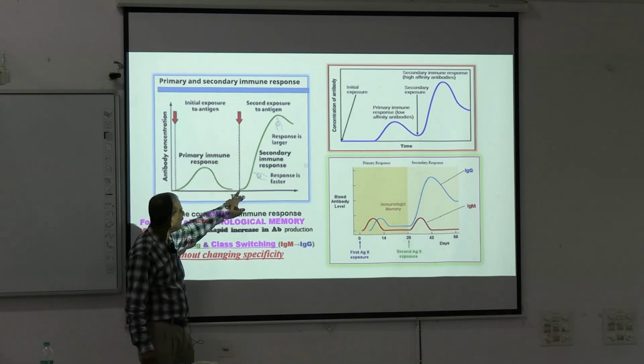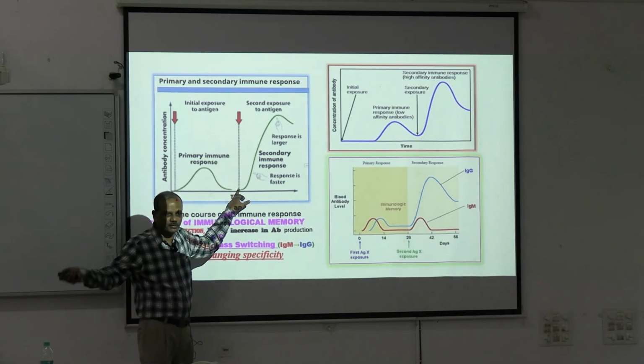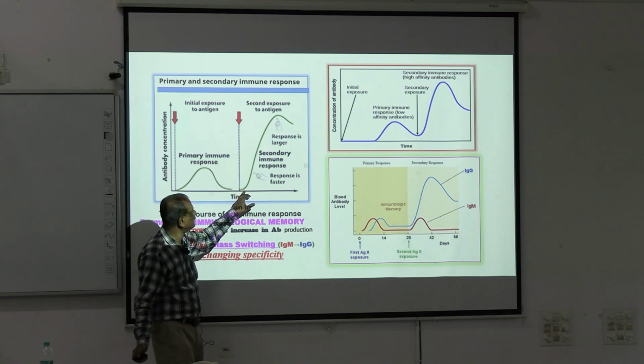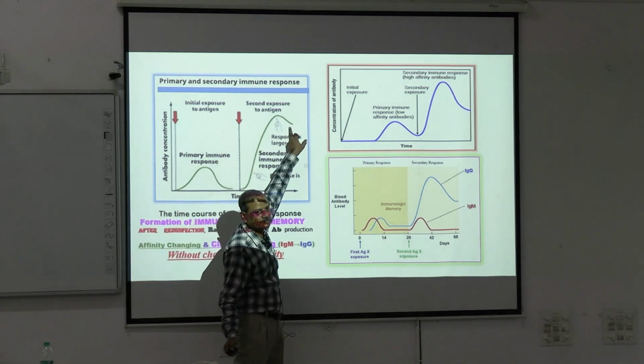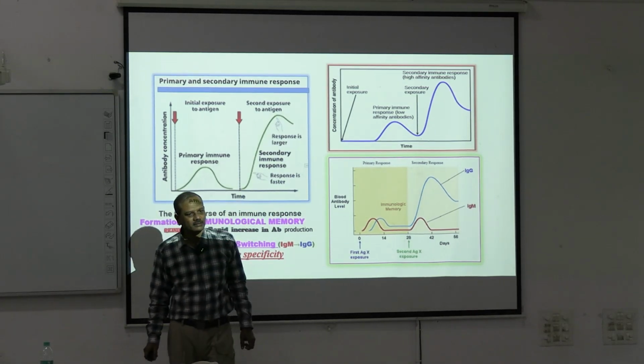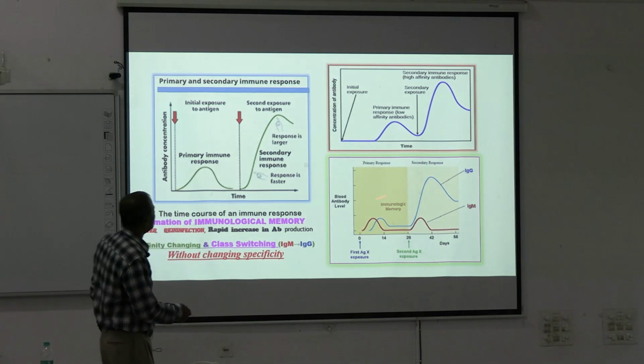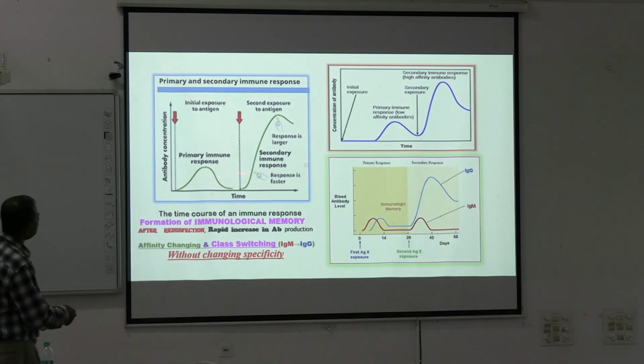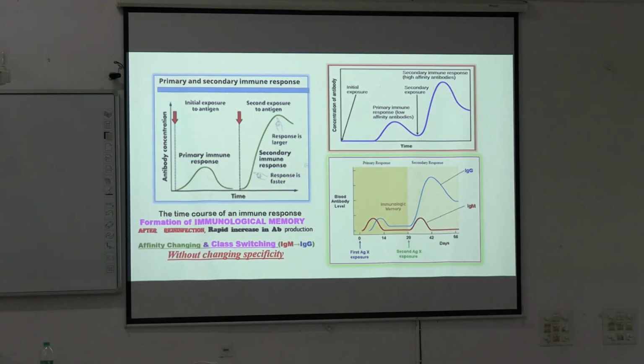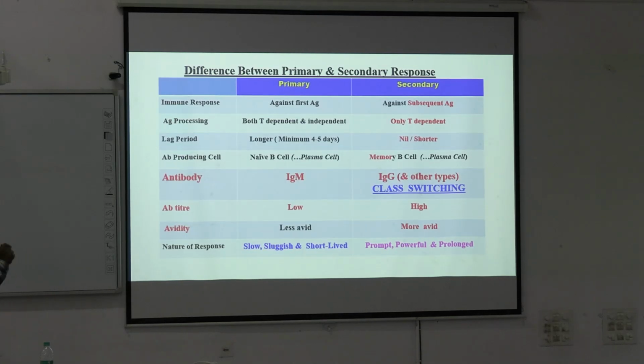So now here you see at this part you are having so many memory cells. Now you got an infection, you get a rapid response of antibody titer. So in the primary response, you get a low affinity antibody, and you get a high affinity antibody in the secondary response. So that is the difference you note down.